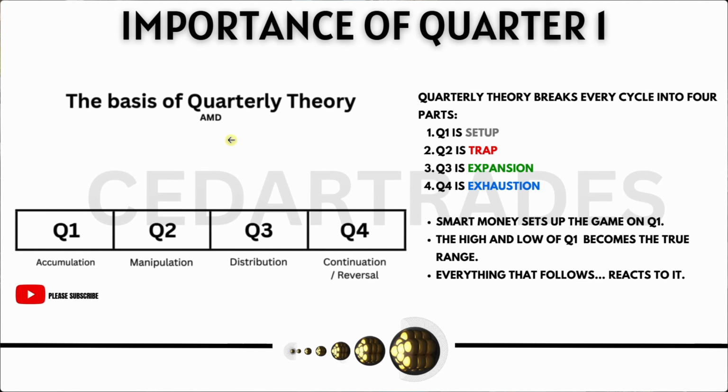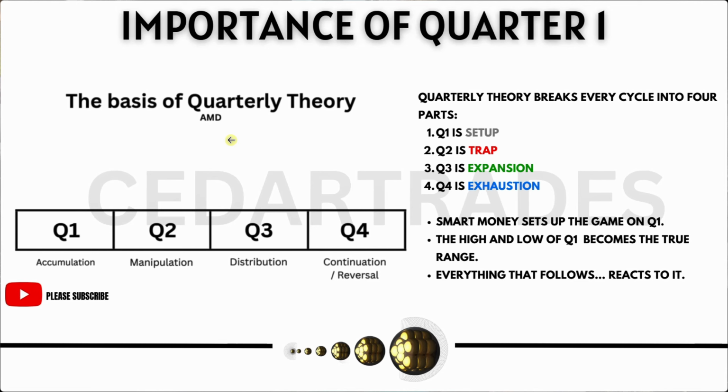But your Q1 here is the accumulation, your second quarter is the manipulation, your third quarter is the distribution, your fourth quarter is the continuation or reversal. So this is the basis of quarterly theory, the AMD pattern: accumulation, manipulation, distribution, or simply the power of 3 is what we are looking at here. So the first quarter is the setup. That's the data that you'll be given to read out whatever cycle you're gonna be looking at, whether it's the yearly, monthly, weekly, daily, or 90-minute cycle.